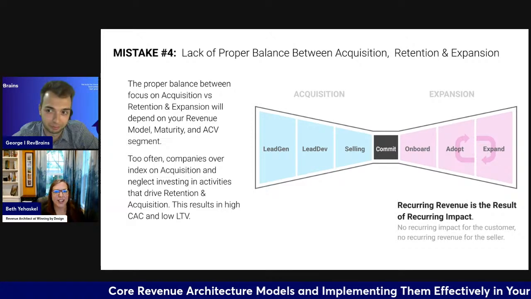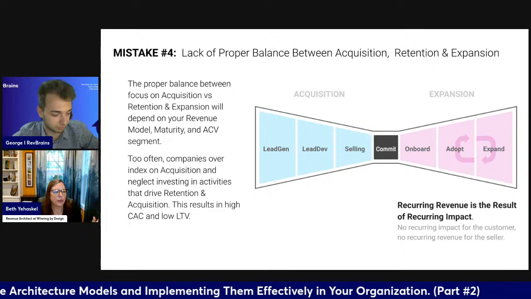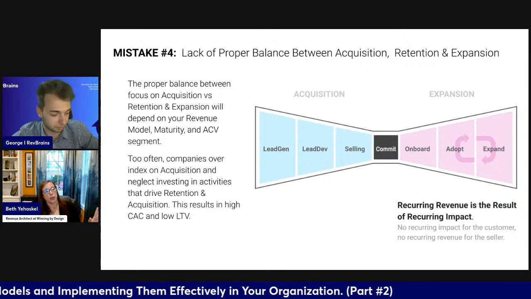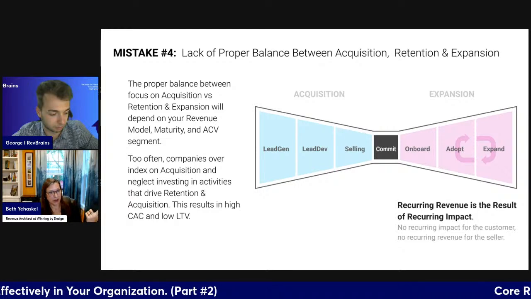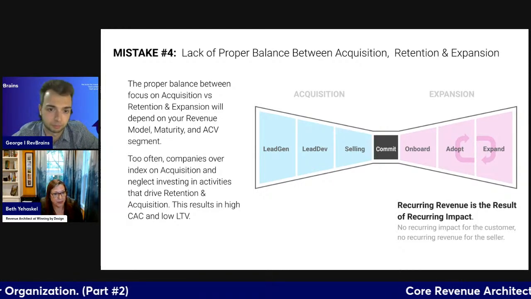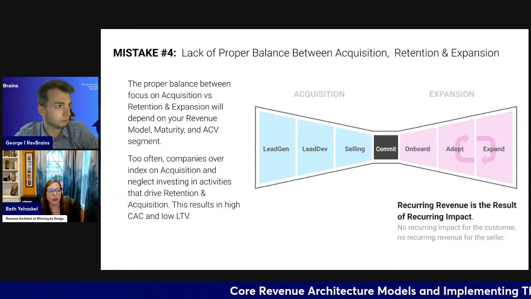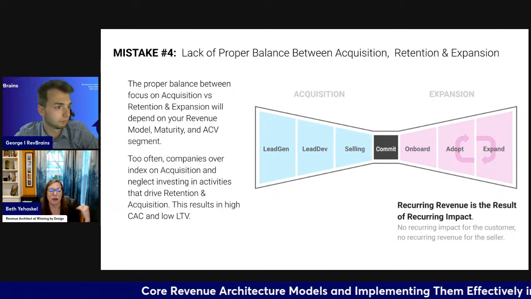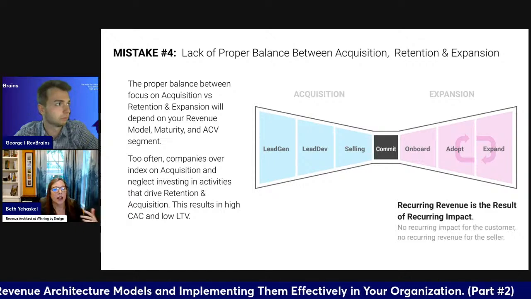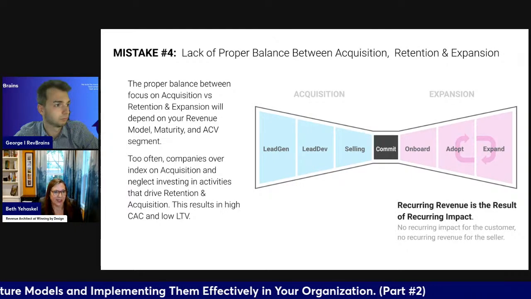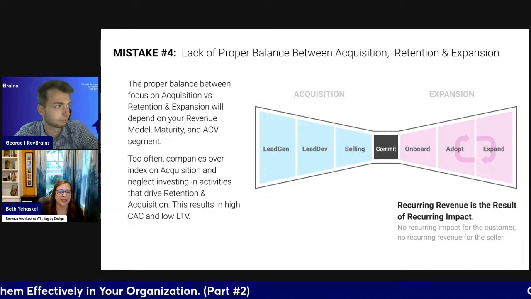All right, here's another very common one. You have three revenue streams in a recurring revenue business: your acquisition revenue stream, retention revenue, and expansion revenue. What the right balance is between those three revenue streams is going to vary depending on your maturity stage, which revenue model you're running, and a variety of other things, which is why the data model is important. So you know what the right balance is.